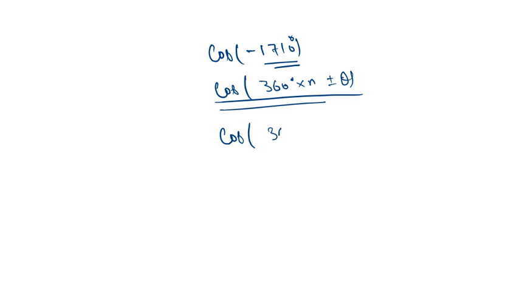If you write in this form, you can write it something like cos of 360 degrees multiplied by 5. If you do 360 multiplied by 5, you will get 1800, and this will be 1710, correct? So actually it is 1800, so you can do a minus sign here and plus 90. Yes, you can do it.